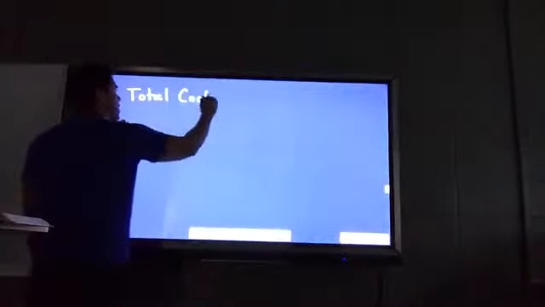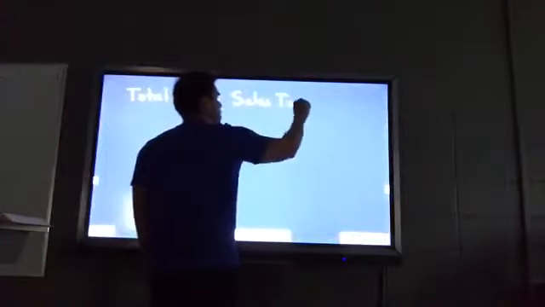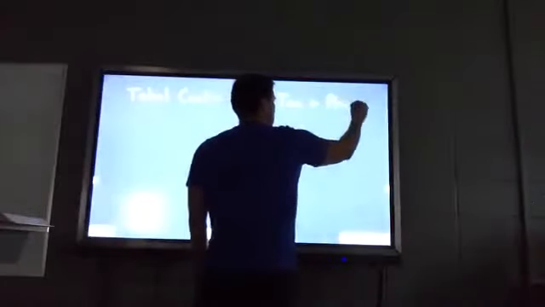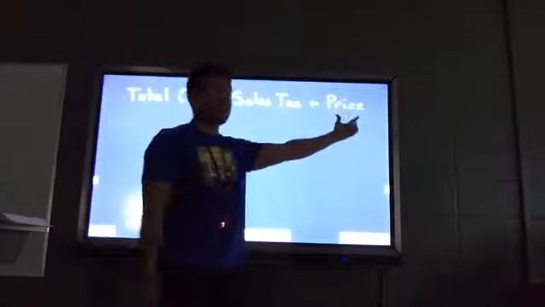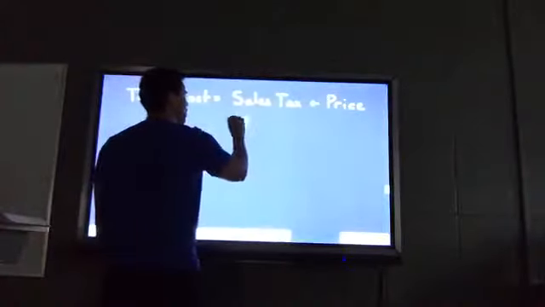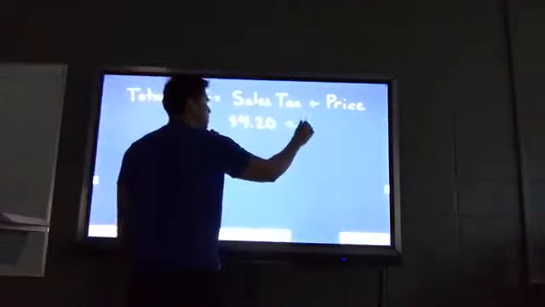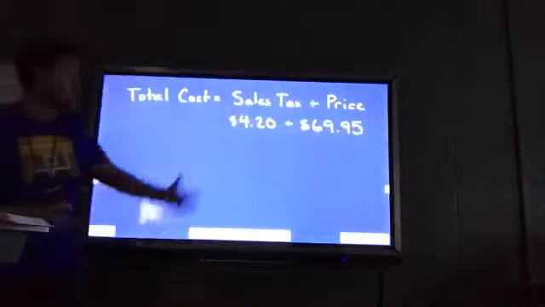Well, just so you have something in your notes to reference, the total cost of an item is the sales tax plus the price, or the original price, the marked price, whatever that item had on its tag. That's what it's marked up. We said the sales tax was $4.20, and the original price was $69.95, I believe. So what do we do with those two?